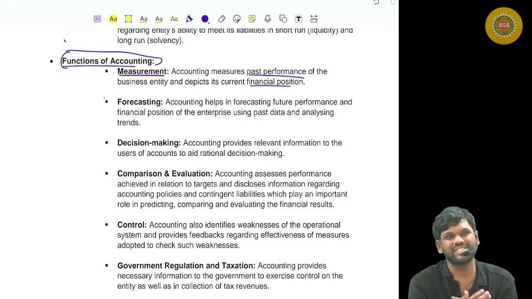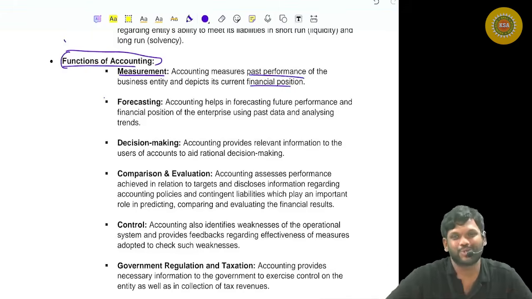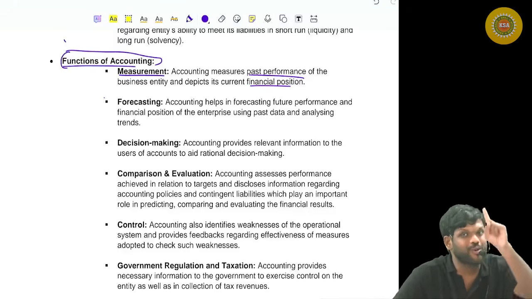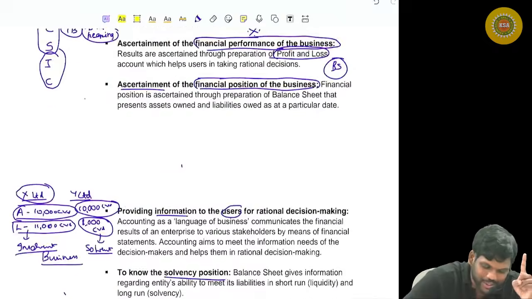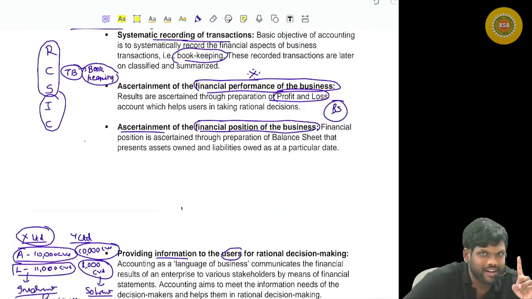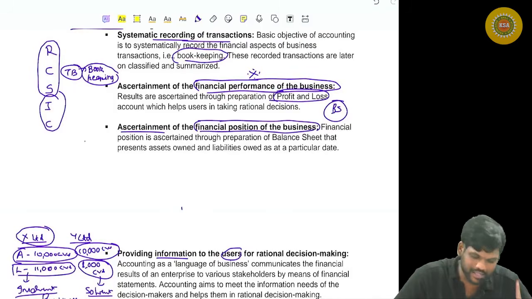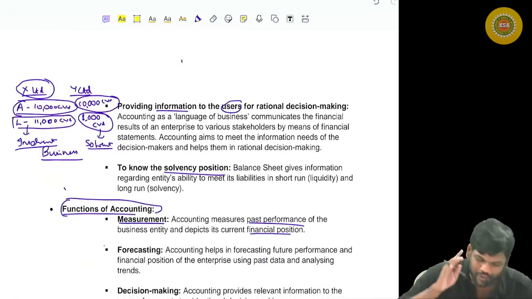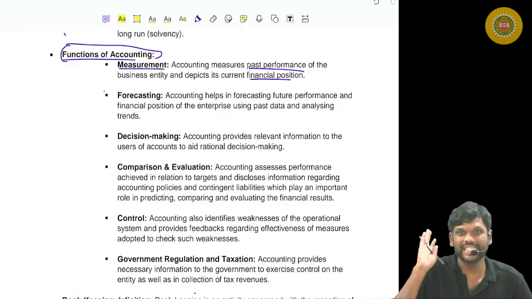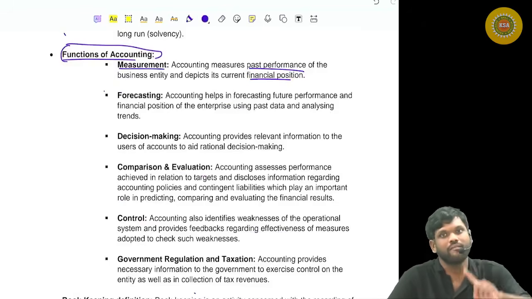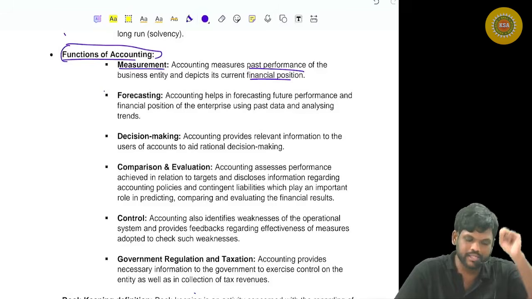In my view, this is very similar to objectives, but ICA has kept it as 2 separate headings. So I have also brought it here. So guys, remember, when ICA asks you objectives of accounting, ensure you write this so that it directly matches with their answer. We will also be able to get marks easily. When they ask functions of accounting, you can write these side headings. The first function is it facilitates measurement, which helps in analyzing the performance and position.